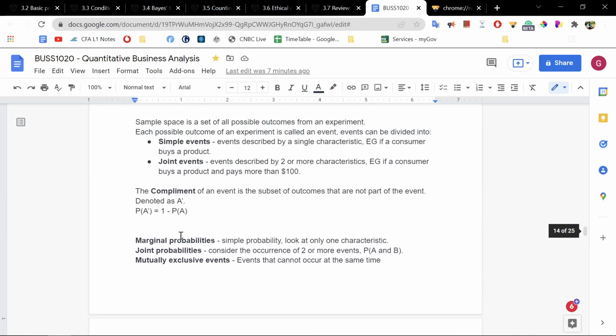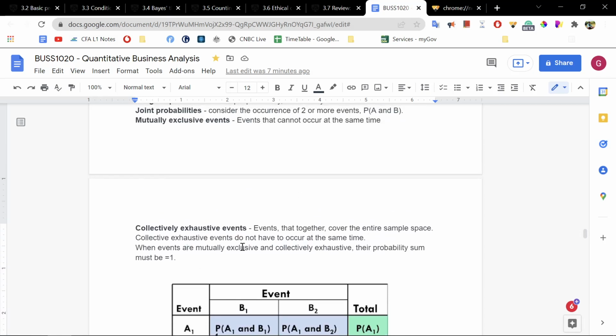So that is the idea of probability of A plus the probability of the complement of A is equal to 1, the collectively exhaustive sample population. Events that together cover an entire sample space are called collectively exhaustive events. Collectively exhaustive events do not have to occur at the same time. Of course not. When events are mutually exclusive and collectively exhaustive, their probability sum must be 1.